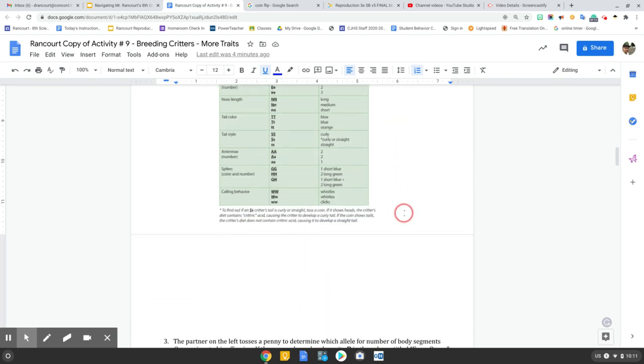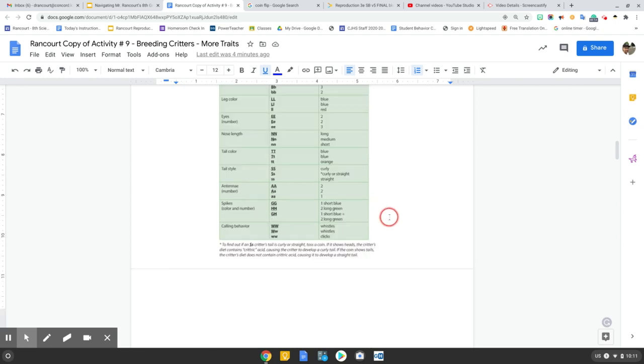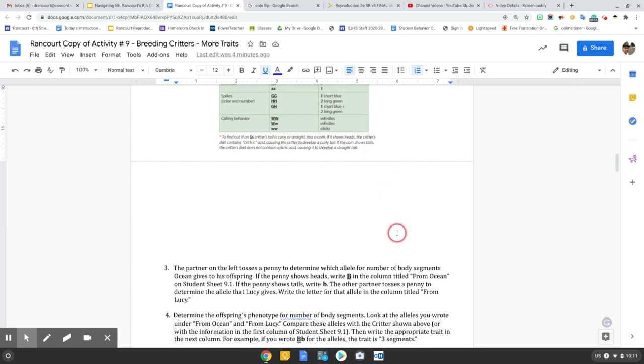We're going to scroll down here real quick because those are the instructions on what to do if you're tossing with a partner. It says the partner on the left tosses a penny to determine which allele for number of body segments Ocean gives to offspring. Again, you're going to do that yourself. If the penny shows up heads, you're going to write a big B. If the penny shows up tails, you're going to write little b. So what I need you to keep in mind is that every time you toss the penny, if it flips heads, you're writing a capital letter. If it ends up tails, you're going to write a lowercase letter. So heads is uppercase letter, tails is lowercase letter. Okay?